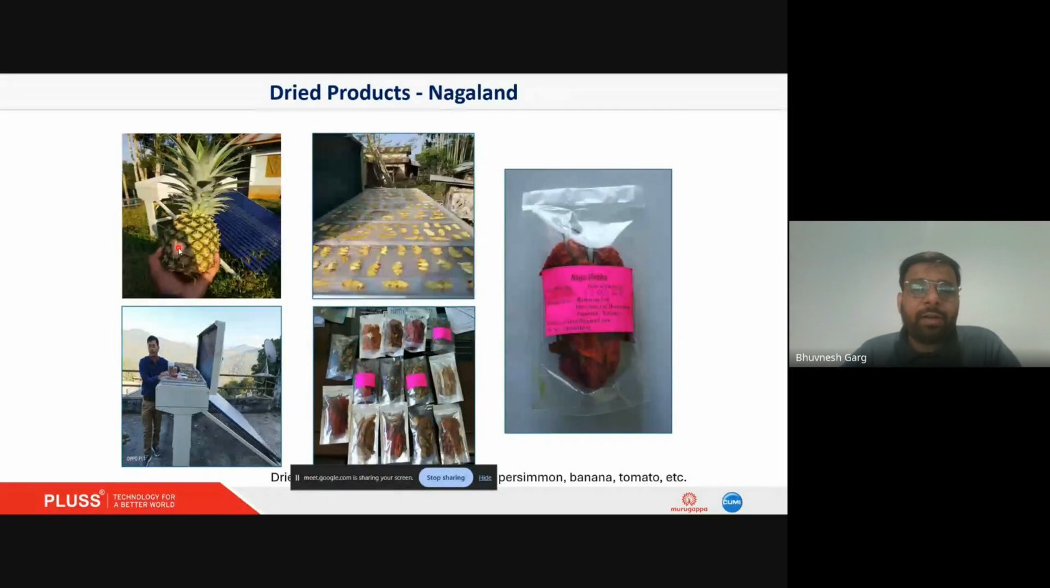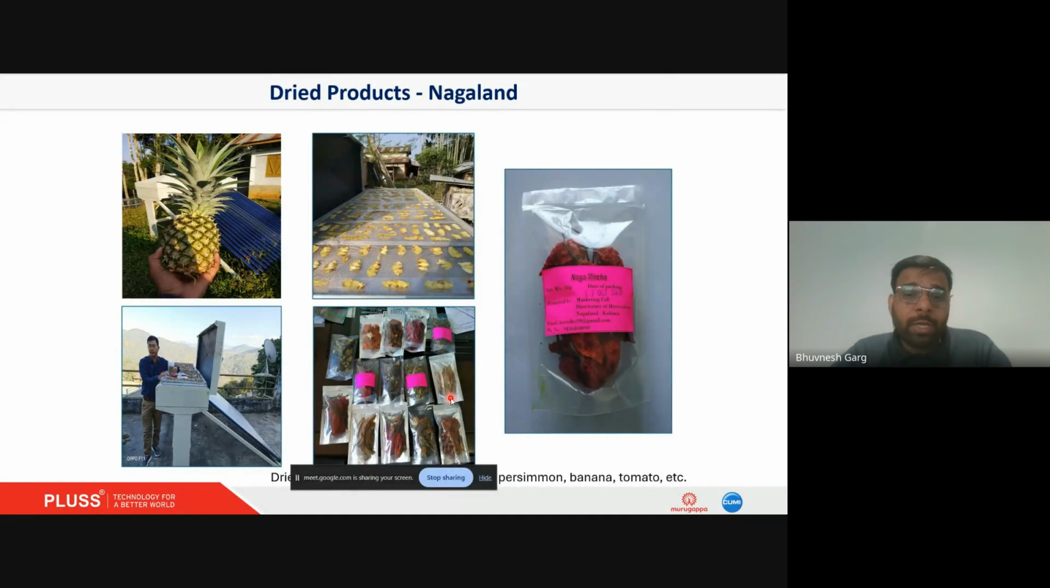And there are different dried products from Nagaland. There is the very famous mirchi or chili, you can say Naga mirchi, or ghost chili. I don't know if you have heard about this chili or not. This is very famous in the whole world, the spiciest chili in nature. So it has been dried in our food dryer. The color of that chili was maintained properly, right?